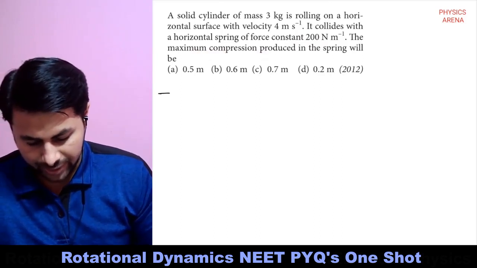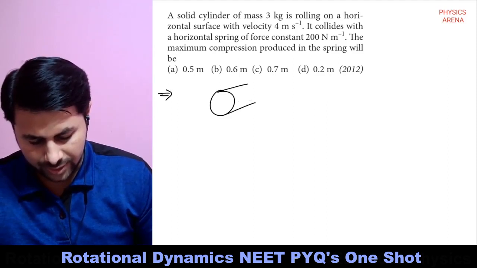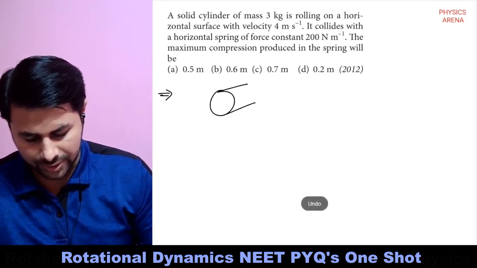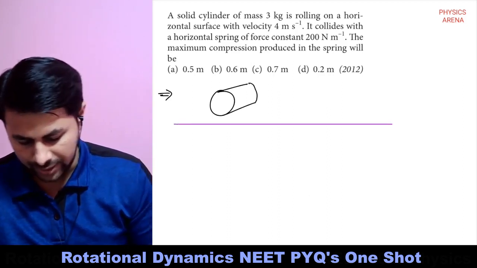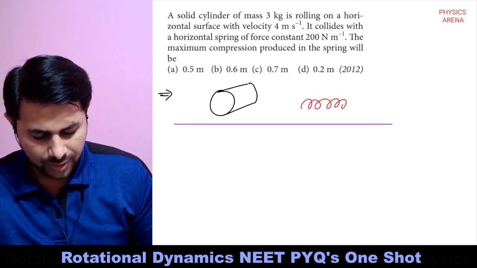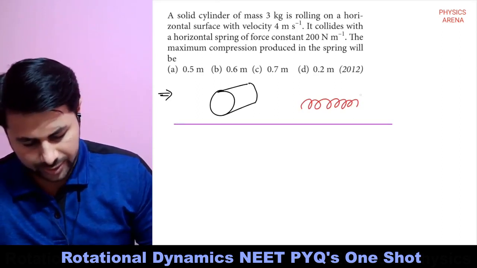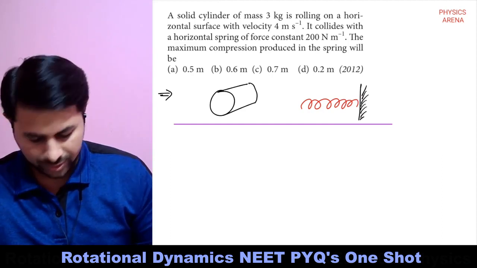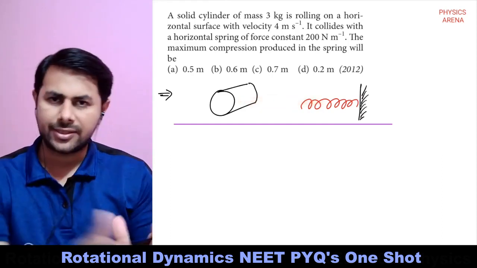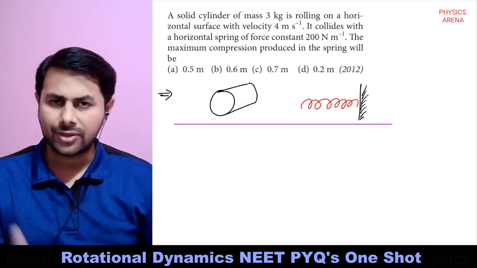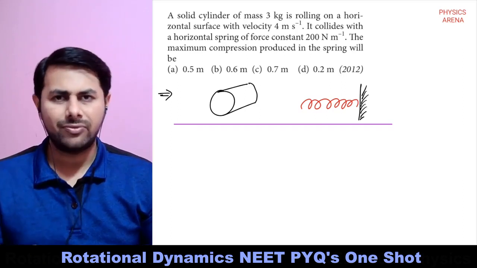So see what's happening. There is a solid cylinder. Okay, this is a solid cylinder. It rolls on horizontal surface. Okay, it rolls on this horizontal surface, and there is a spring, which might be connected to some rigid support like this. So the cylinder rolls and it compresses that spring. Okay, so there is some compression in the spring. So till what time will that compression go on?